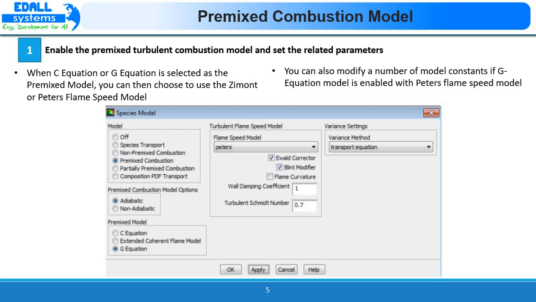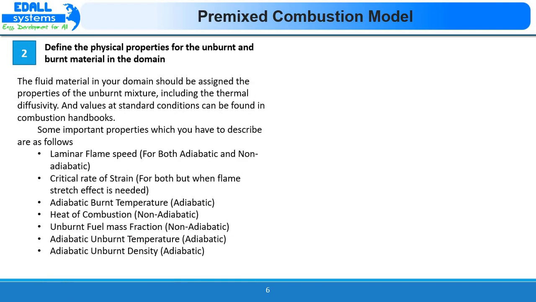So this option is only available for Peters flame speed model. So next, for the second step, it is defining the physical properties of the unburnt materials in the domain.